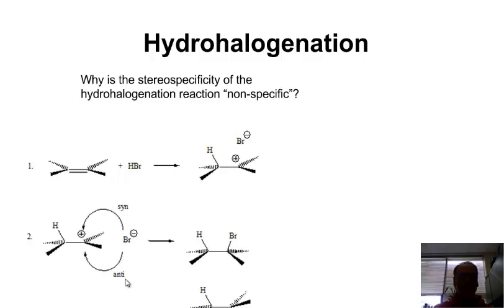Well, the fact is there's really no preference for one or the other, so the bromide could add to the top or it could add to the bottom. Because this is a flat carbocation, the bromine doesn't care. The faces are the same as far as it's concerned, and so it could add to the top just about as easily as add to the bottom, and therefore we're going to get both products, and therefore it's nonspecific.